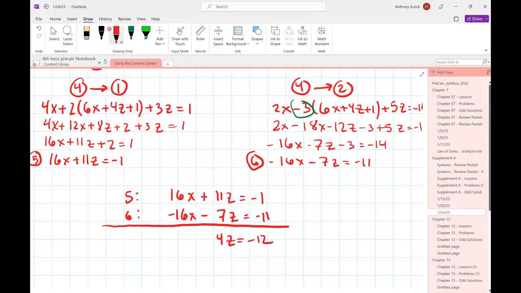So if I just add straight down, 16x and negative 16x give me 0. 11 minus 7 is 4. Negative 1 plus negative 11 is negative 12. I divide both sides by 4 and I get z is negative 3.